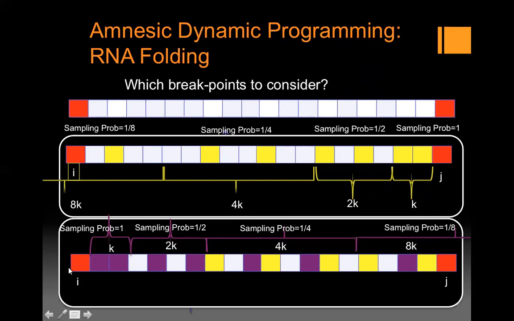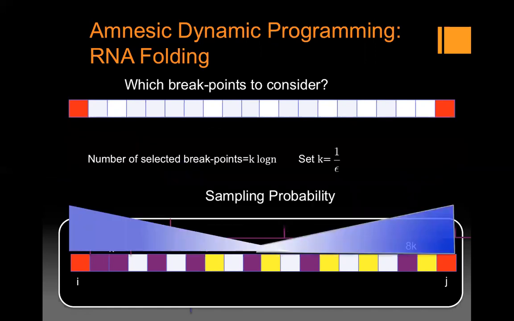And similarly, you do it starting from I. Again, you break into intervals of length K, 2K, 4K, 8K, and so on. In the first interval of length K, you sample everything, and then progressively the sampling rate decreases, half, 1/4, 1/8, and so on. So this is how the sampling probability will look, very high at the end, and it decreases in the middle, okay? And this kind of works out.